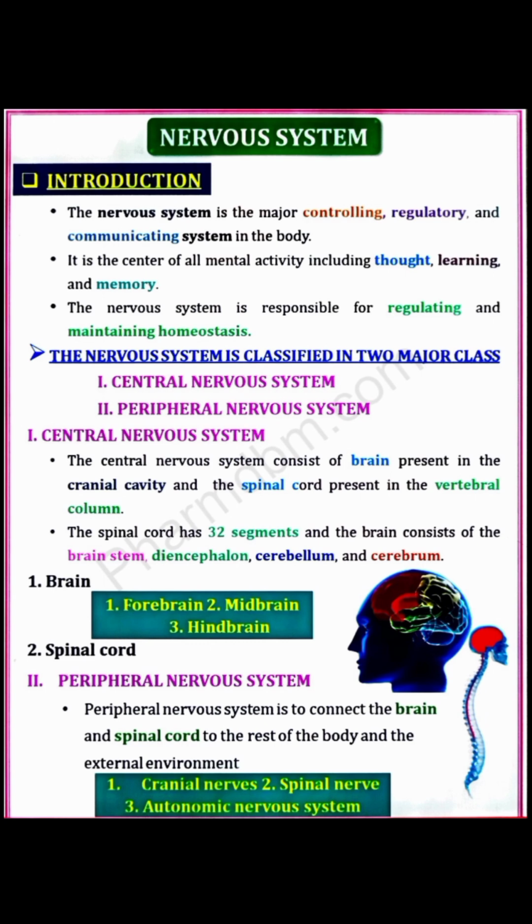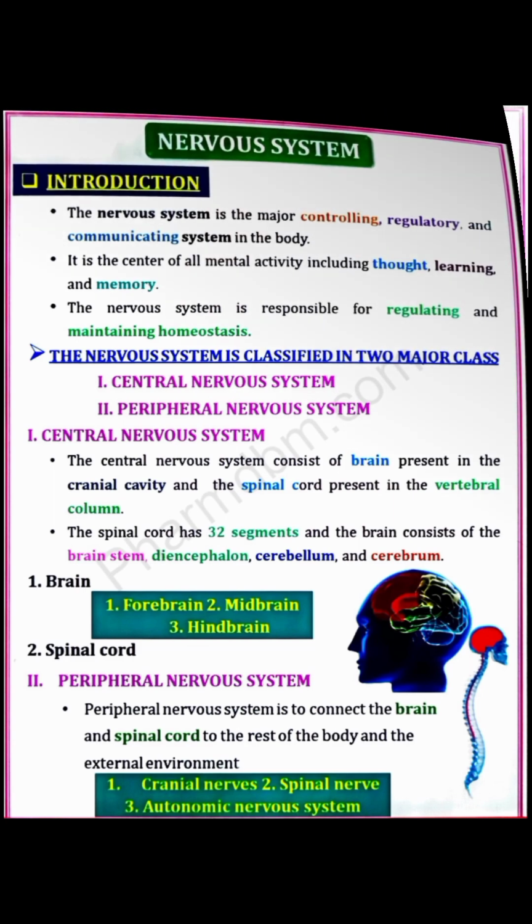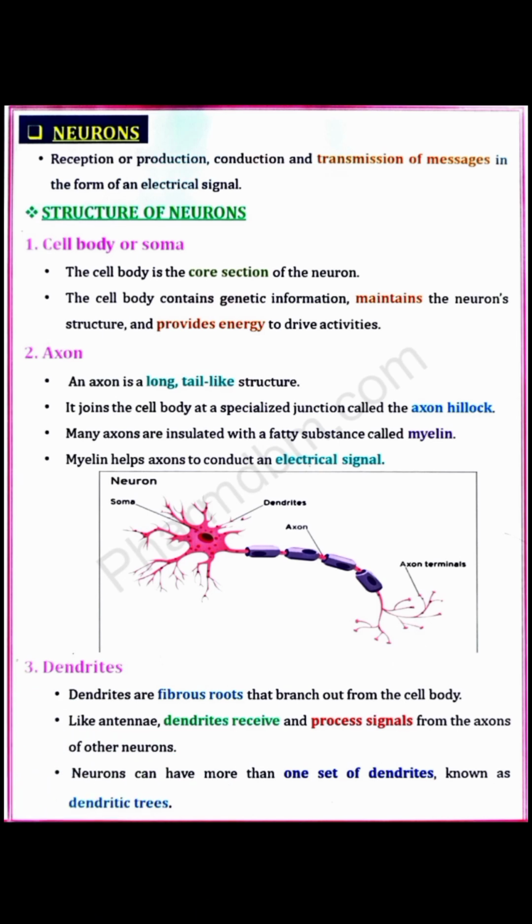The central nervous system consists of the brain, present in the cranial cavity, and the spinal cord, present in the vertebral column. The spinal cord has 32 segments and the brain consists of brainstem, diencephalon, cerebellum and cerebrum. The brain is divided into forebrain, midbrain and hindbrain. The peripheral nervous system connects the brain and the spinal cord to the rest of the body and the external environment. It includes cranial nerves, spinal nerves and the autonomic nervous system.